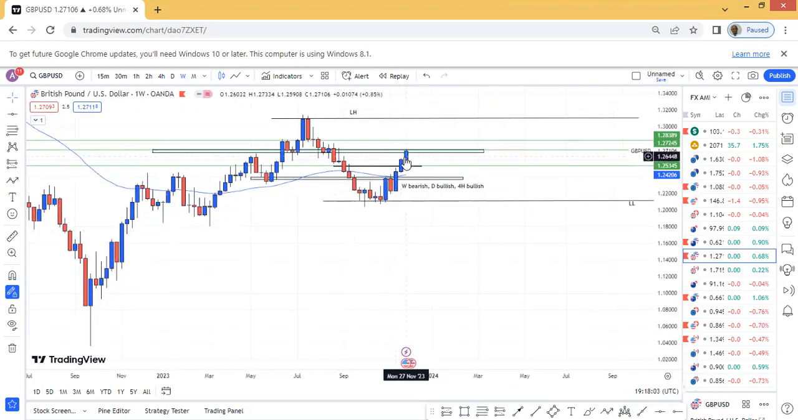It's possible price can break here, retest, and continue upward. Price can also push a little bit up, give us a fake out, drop down, and then continue to sell downwards. So that is that.